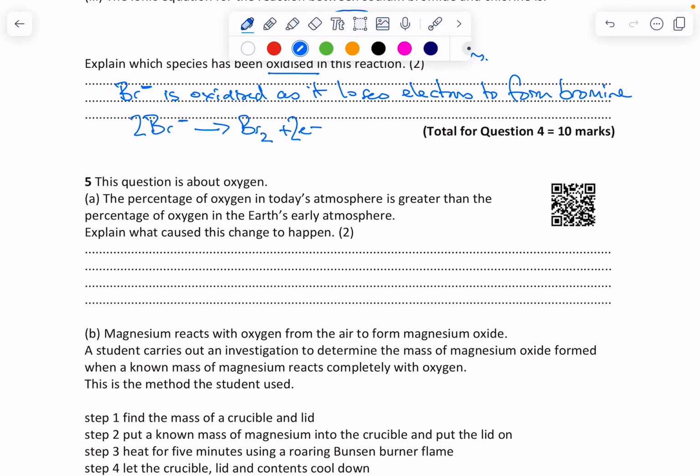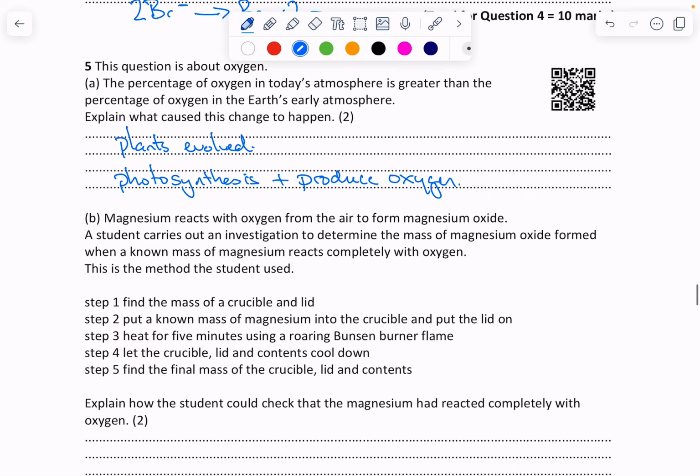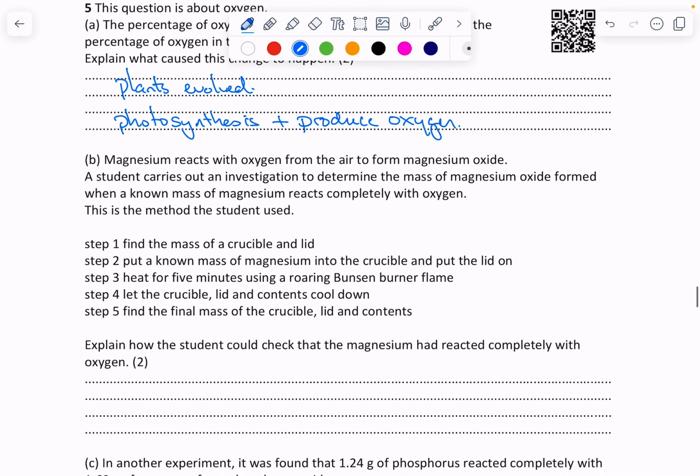This question is looking at why the percentage of oxygen in today's atmosphere is greater than in the early atmosphere. Explain what caused this to happen. So we had the fact that plants evolved and plants carry out photosynthesis and produce oxygen. So 2 marks, there's your 2 points. I always put these into sentences. I'm just doing bullet points to save a bit of time when I explain it to you.